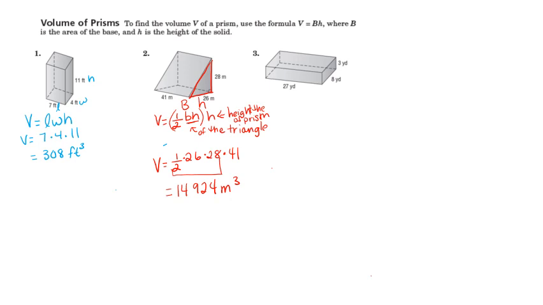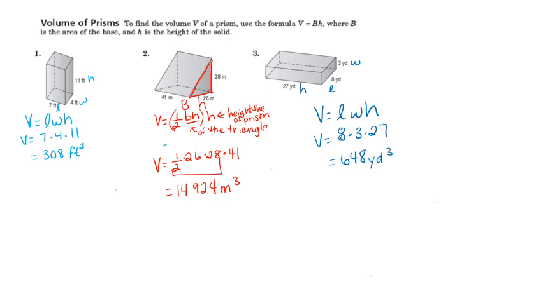All right, number 3. Again, it's a rectangular prism, so it's length times width times height. Again, it doesn't matter which one we make length, width, or height. So we do 8 times 3 times 27, which is 648 yards cubed.